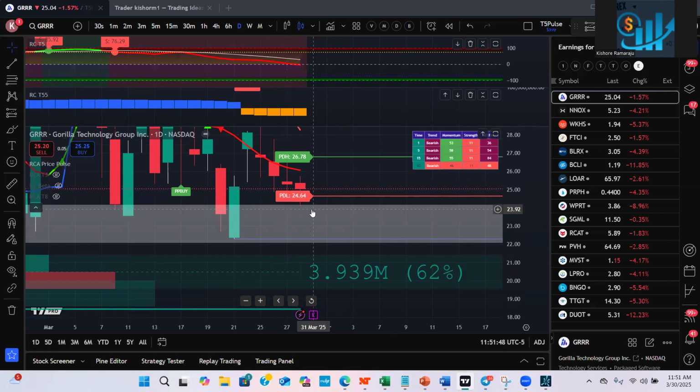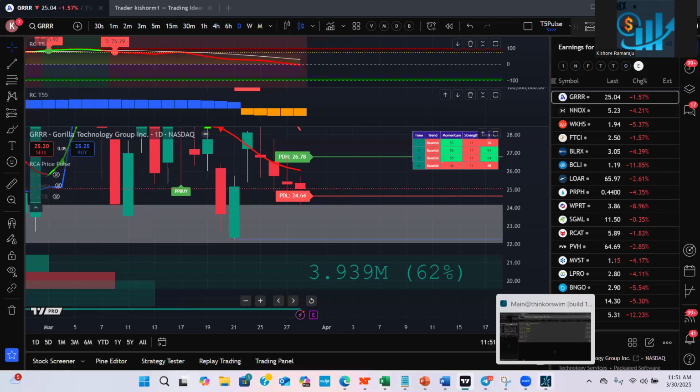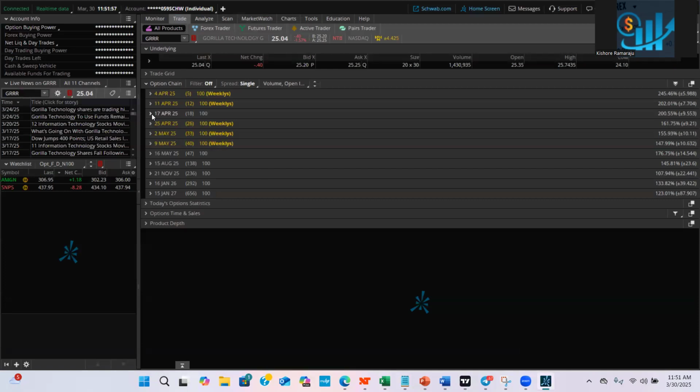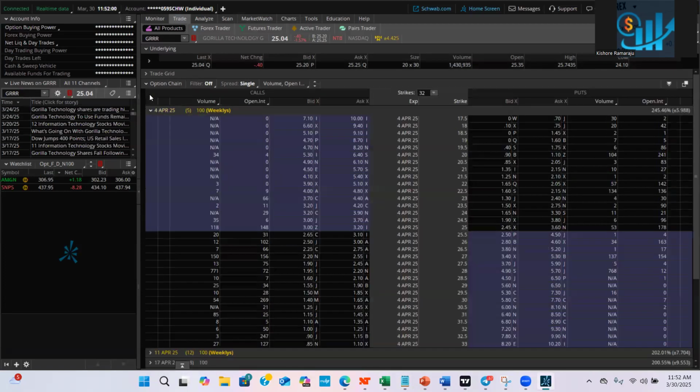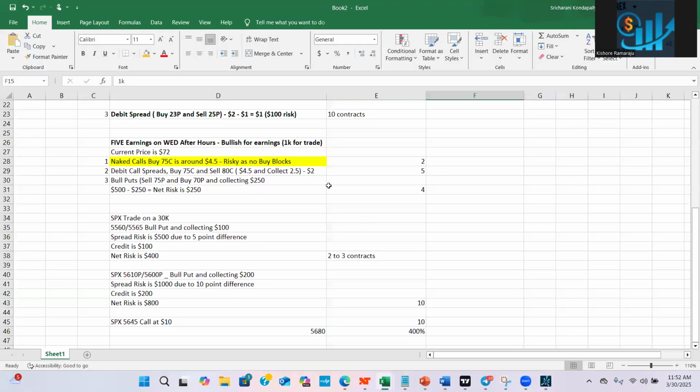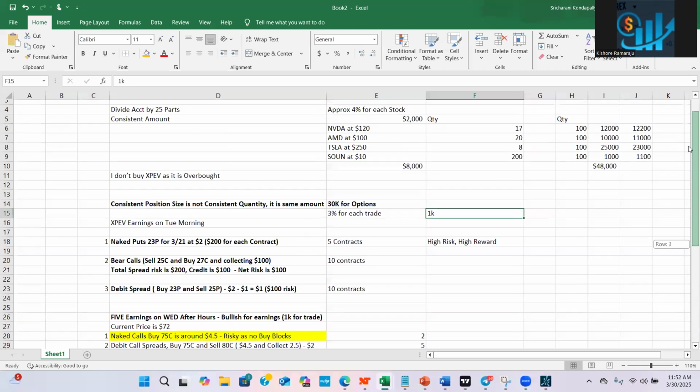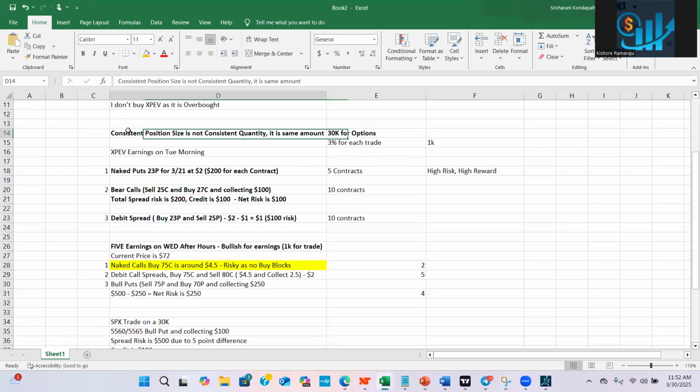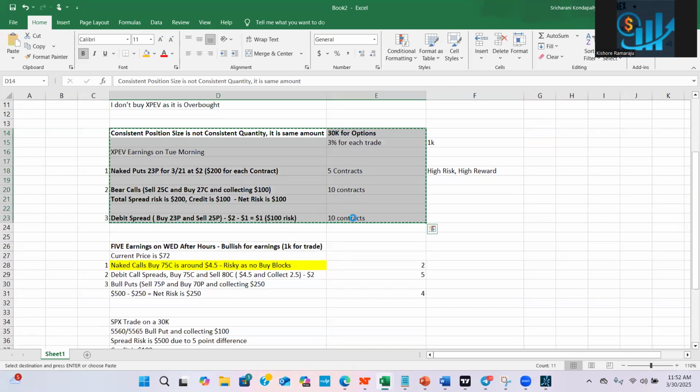So now let us take this example and see how to use consistent position size. For example, GRR. Let us say I want to buy a put, approximately a $25 put. Right now, because it is after hours, you may see the spreads very far away. But let us say your overall account size is $30,000. Remember that consistent position size is not consistent quantity, but a similar amount which you are using.